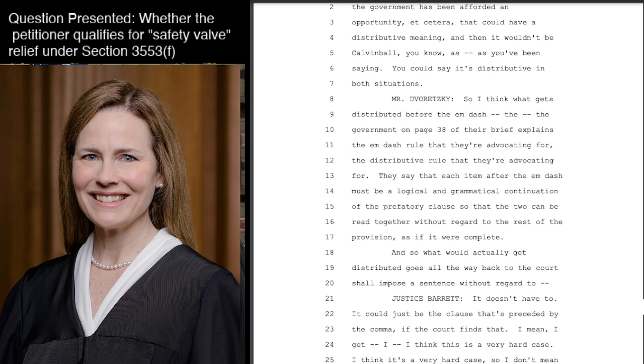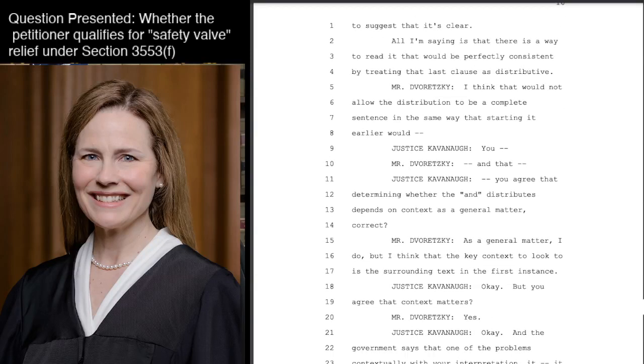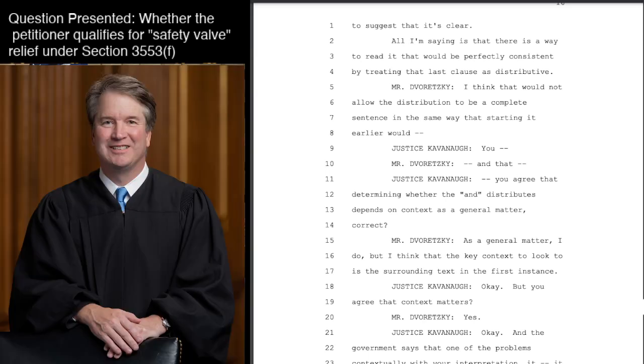I mean, I think this is a very hard case. I think it's a very hard case, so I don't mean to suggest that it's clear. All I'm saying is that there is a way to read it that would be perfectly consistent by treating that last clause as distributive. I think that would not allow the distribution to be a complete sentence in the same way that starting it earlier would. You agree that determining whether the "and" distributes depends on context as a general matter, correct? As a general matter, I do, but I think that the key context to look to is the surrounding text in the first instance. Okay, but you agree that context matters?